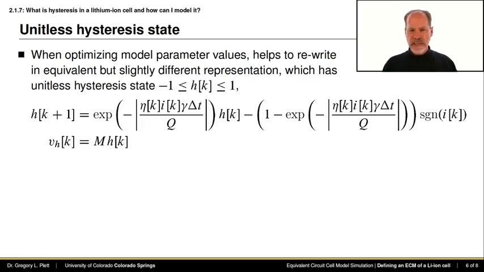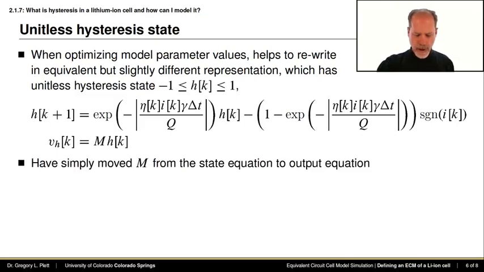So this hysteresis state, which used to be measured in volts and used to go from plus m volts down to minus m volts, now is unitless. So in this equation now h goes between -1 and 1 always. And in order to convert that to a voltage, I have to multiply the hysteresis state by m to give me VH in volts. So it looks a little bit more complicated. It's not a lot more complicated, but it turns out it's going to make life much easier later on. So all we've done, again, is we've moved m from the input side of the equation into the output side of the equation.